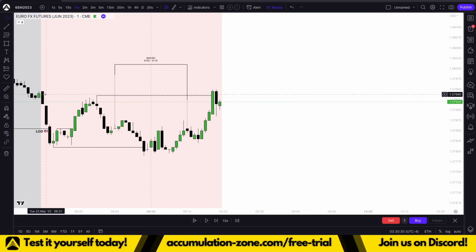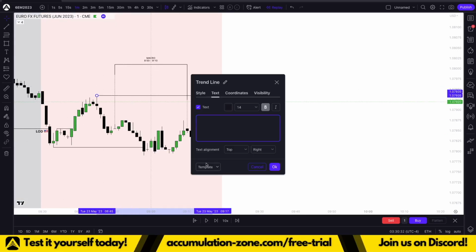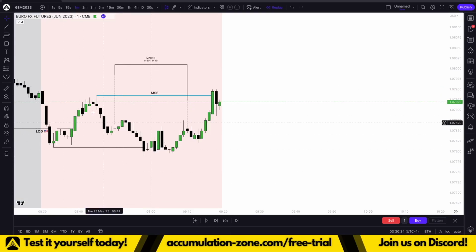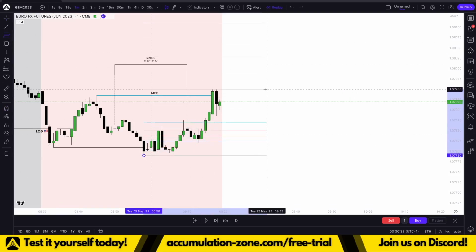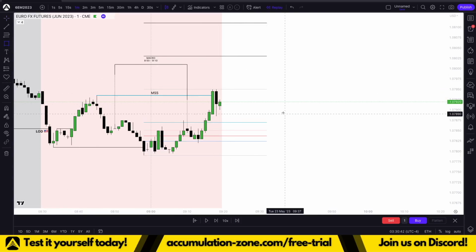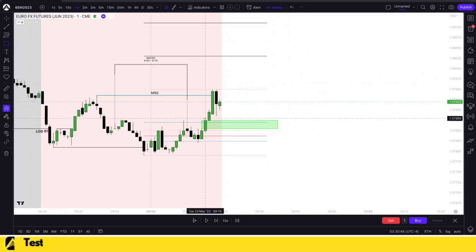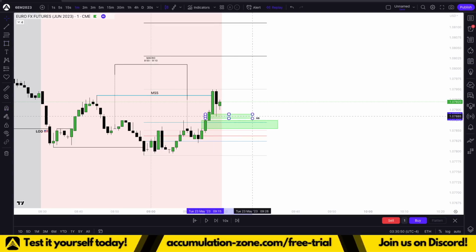So let's see, we shifted market structure just here. Let me mark this up, market structure shift bullish. And we can quickly measure our range from our high to low. This seems like it could be a significant high. Since we already got a pullback, we start drawing our fair value gaps right here and right here. We already got a rejection of this first fair value gap, but it's not below the 50% level.